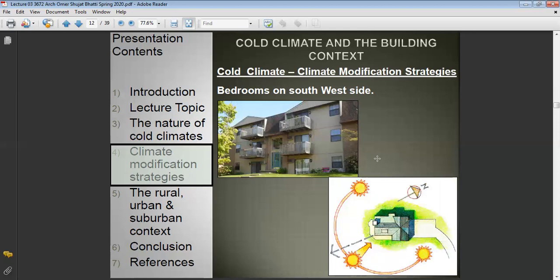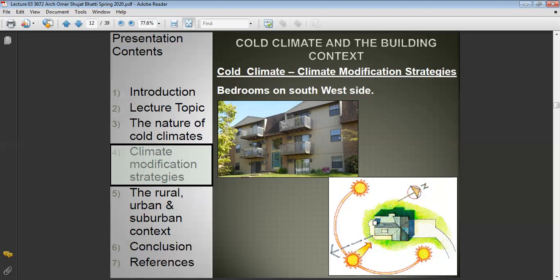Bedrooms on the southwest side. Now, in the hotter climate regions, it is usually preferred to have balconies acting as a shading device for the lower windows. But in cold climates, this method is utilized to create a sun-exposed area where people can sit and enjoy the winter sun if it is available. This also helps us develop landscape features which can be utilized in those extreme areas.